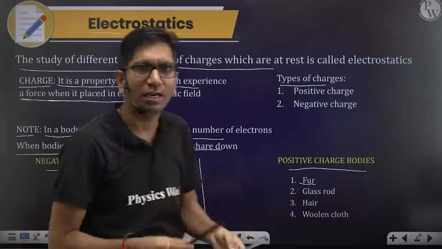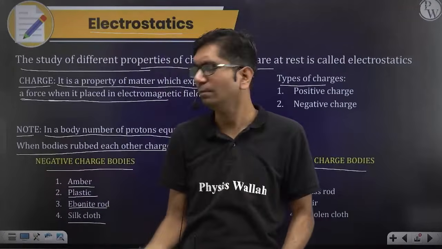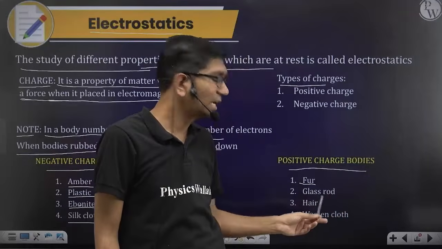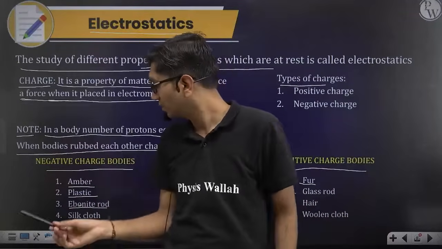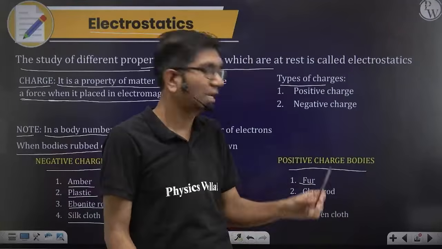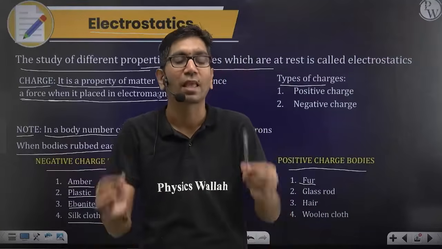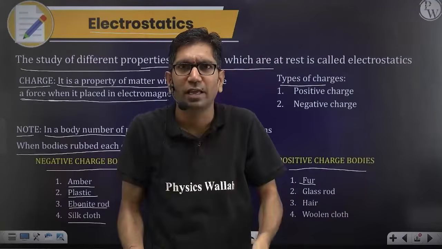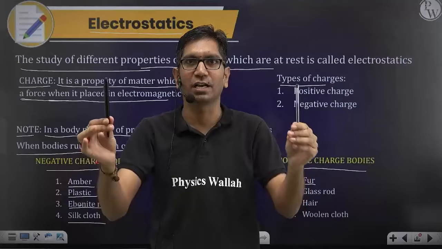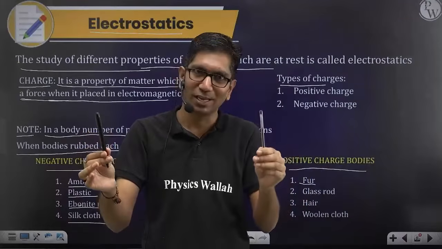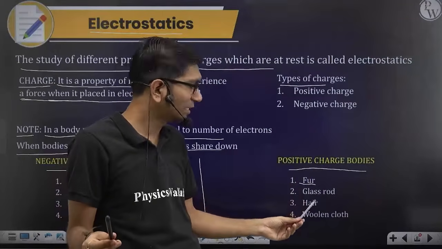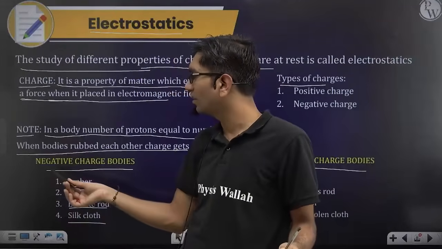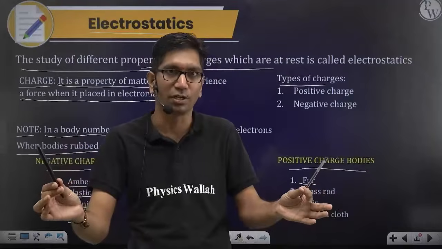Observe carefully, once again I'm explaining this. This is an ebonite rod and this is a glass rod. Initially they are neutral. When these two are rubbed against each other, they get charged. The glass rod becomes a positively charged body, and the ebonite rod becomes a negatively charged body.